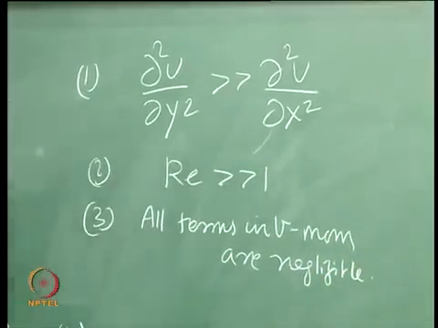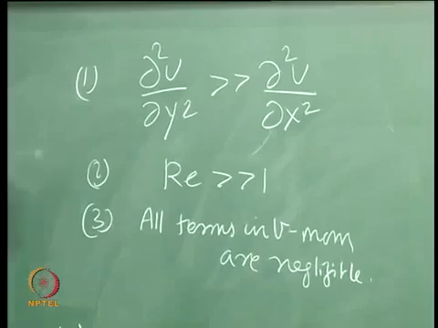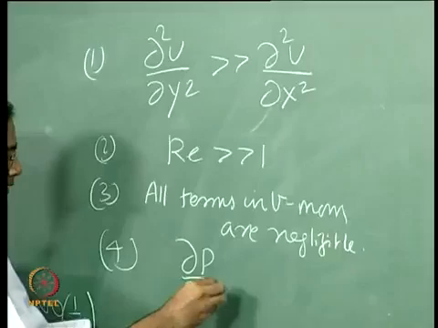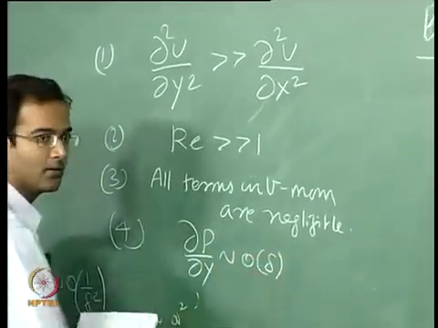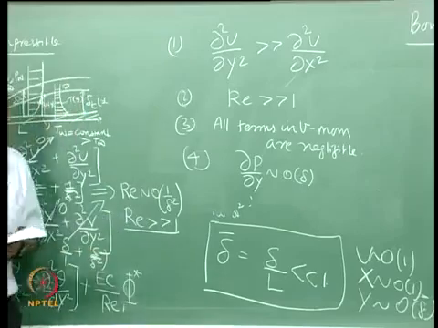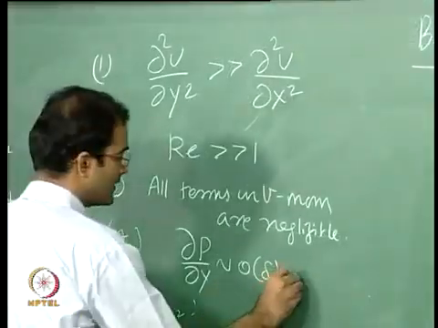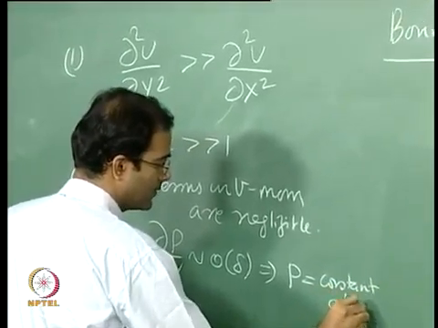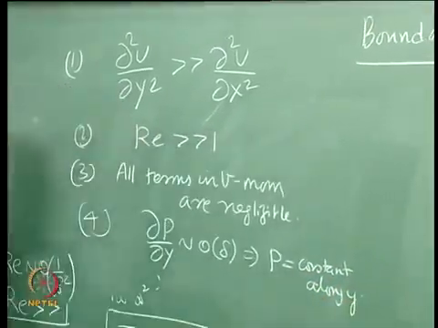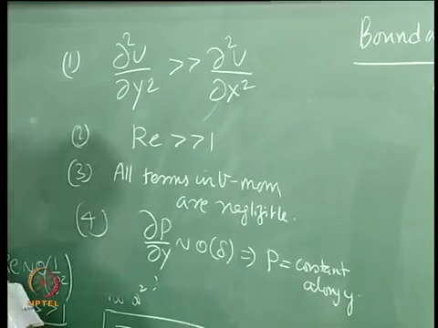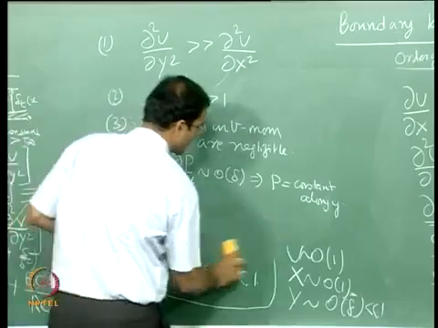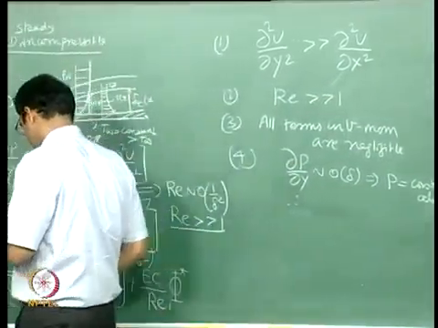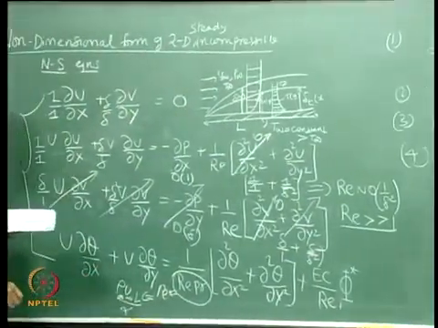So what is the particular implication of this statement is that you can safely say that my dp by dy is of the order delta, so therefore the gradient is very small along the y direction, or in other words my pressure is approximately constant along y. Okay, so this is an outcome of this statement number 3. So this has actually saved a lot of my computational effort.